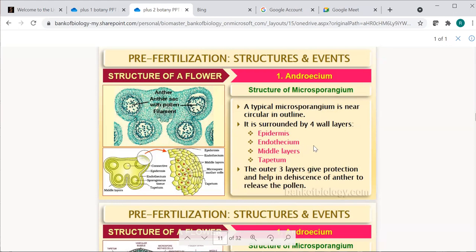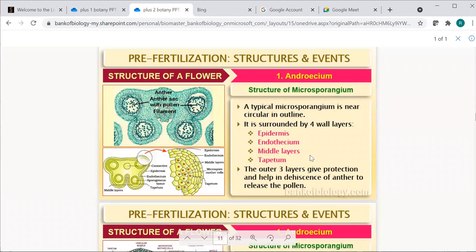Why is it absorbing water? That is because in order to burst, the pollen grains will be burst in the end. It has U-shaped thickening. Endothecium has U-shaped thickening. Okay. So next we'll talk about middle layer. Middle layer is the one which makes food. Middle layer is the one which makes food.